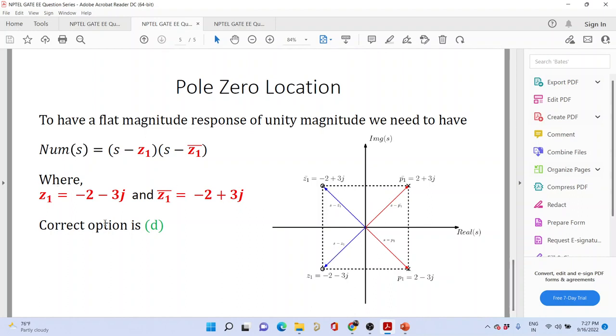So you have zeros at minus 2 minus 3j, and another, the conjugate of this z1, that is minus 2 plus 3j. So these are the locations of the zeros that we have. So the correct option is D. Shahadat was correct. Good.